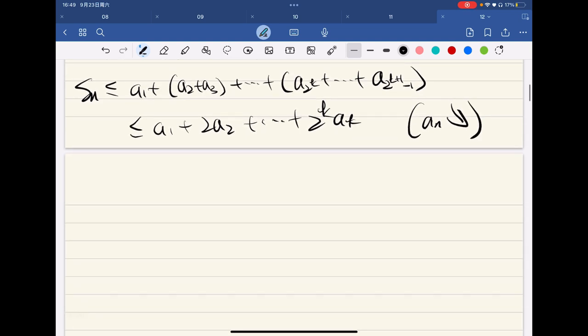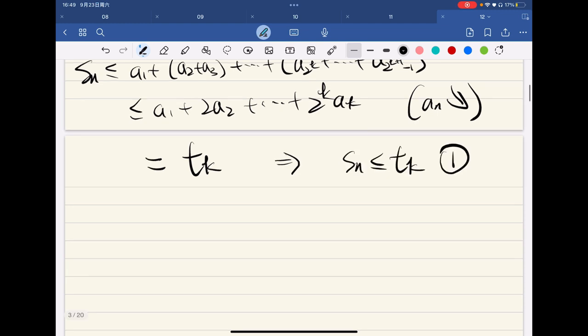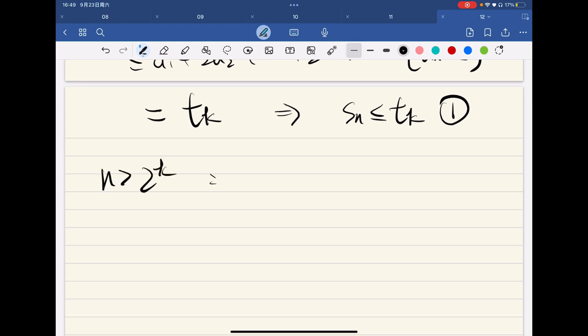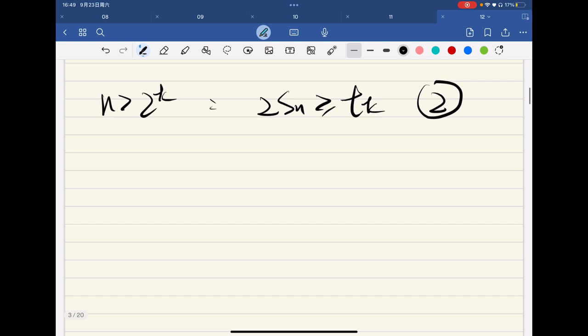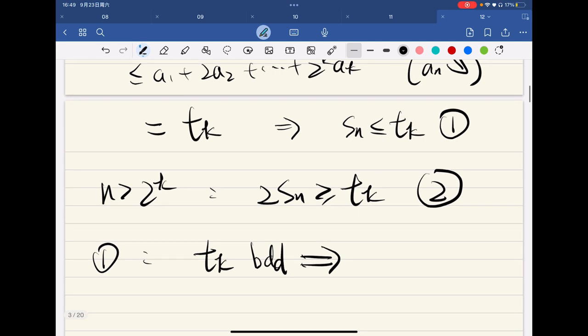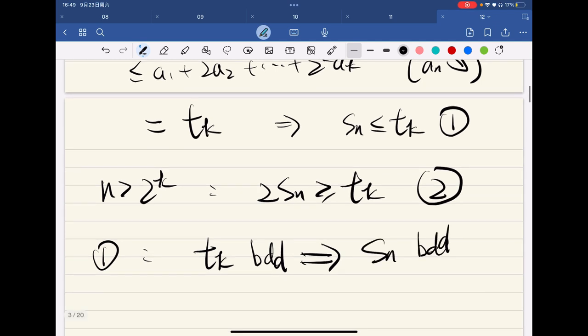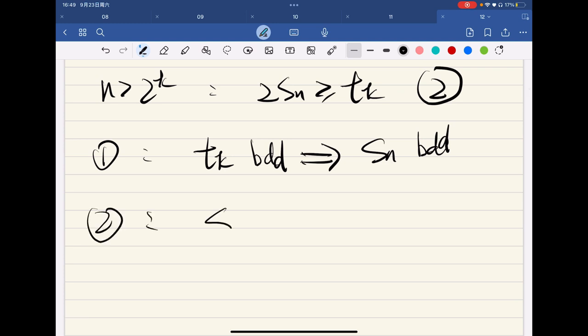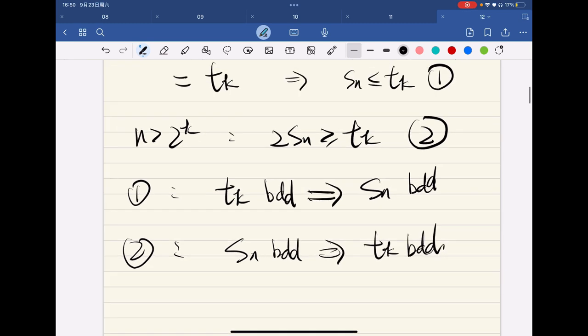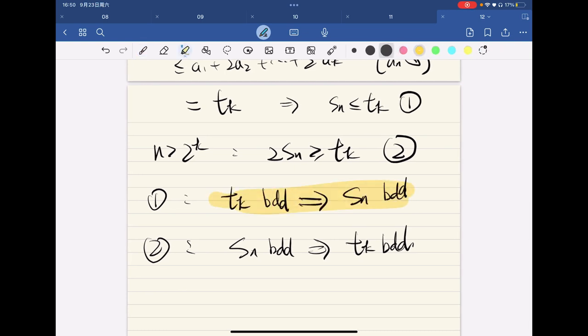So for the first one, we know that if T_k is bounded, that means S_n is bounded. And for the second, S_n bounded implies that T_k is bounded. This is the direction of one part of the theorem, and similarly, this other part is the other direction of the theorem. And we're done.